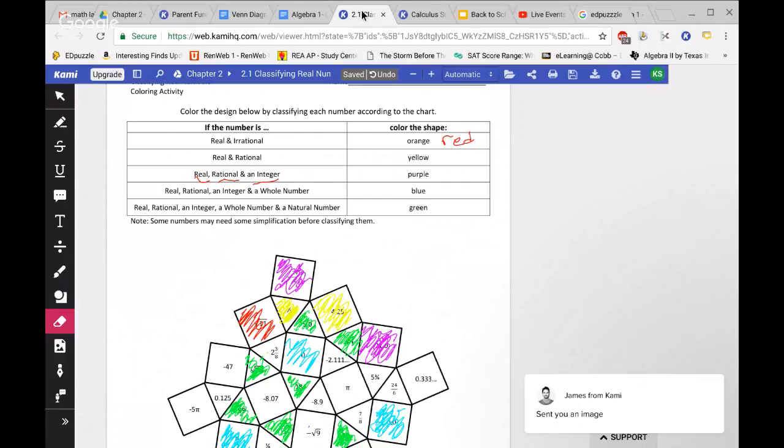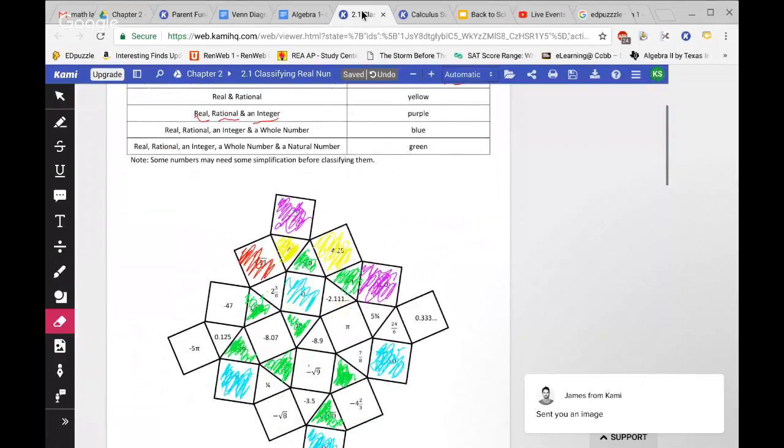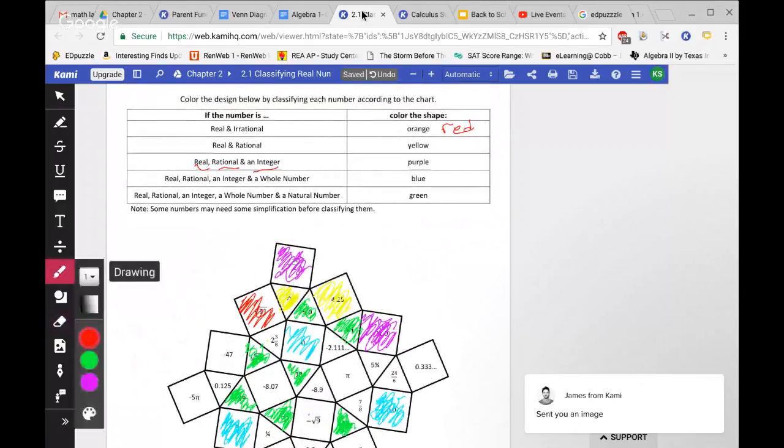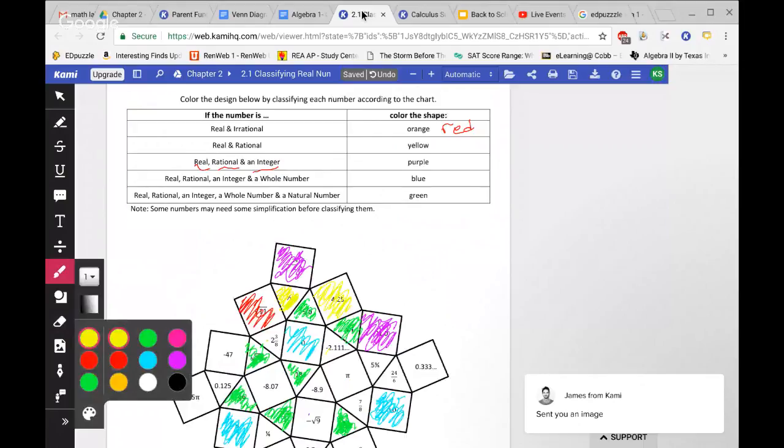Okay. The next one, negative 2.1111. So that's a repeating decimal, and a repeating decimal is rational. Everybody understand that? So that one would be colored yellow. And then 2 3/8. What you would do is 3 divided by 8, to find out what the decimal part of that one is, it's 0.375. So it's a terminating decimal. So it's real and rational.